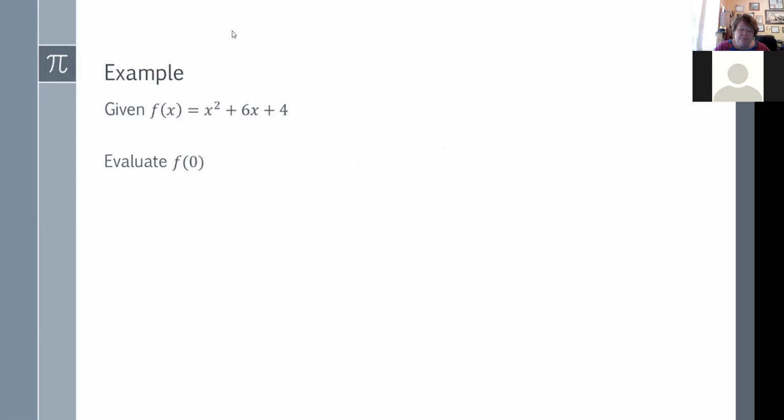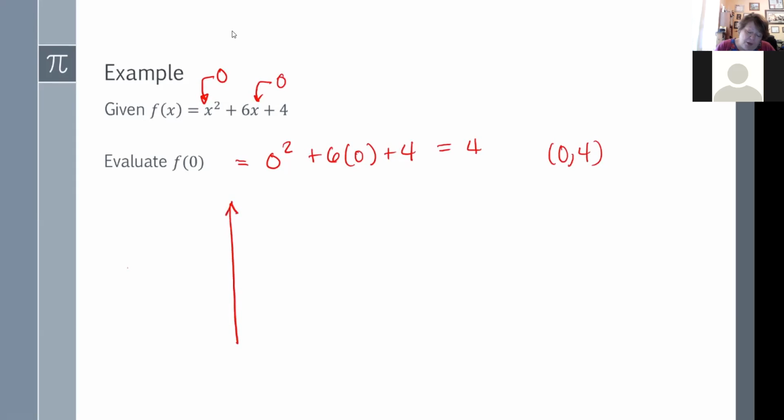Okay, how about f of 0? Where there's an x, we're going to put a 0. So again, (0, 4) would be on the graph of the function. So let's talk about this a minute. When x is 0, if we draw the coordinate plane, x is 0 on the y-axis.